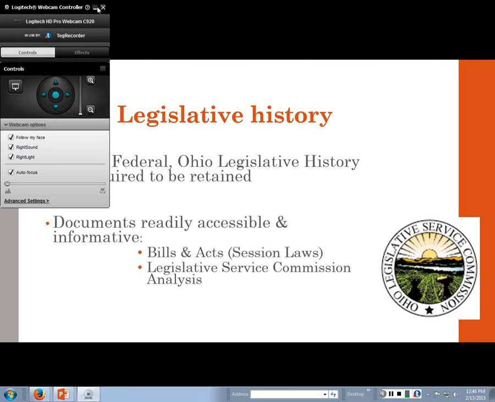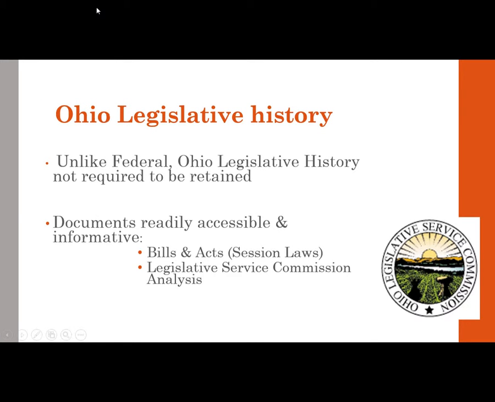So Ohio legislative history, unlike federal legislative history, is not required to be retained. So you're not going to find as much Ohio legislative history as you would if you were doing federal legislative history research. Some documents that are readily accessible and can be informative for Ohio legislative history include various versions of the bill as they went through the legislative process, the acts themselves, because sometimes those include language showing legislative intent beyond just the additions and deletions to the Ohio Revised Code.